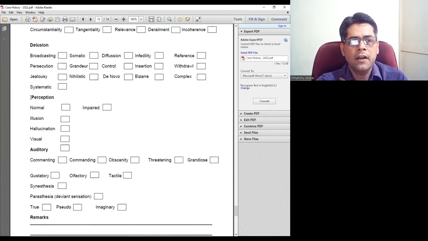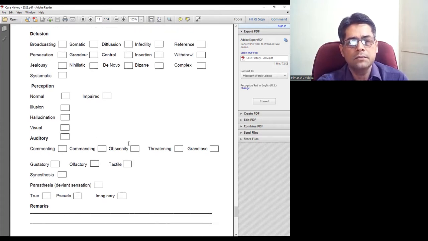Hallucination. Here the word used is perception, but almost like hallucination. In perception, is the person normal or hallucinating? So perception, if normal, okay. If the perception is not normal, then of course it's hallucination. Then what is the nature of hallucination? So perception, we have normal, illusion, or hallucination. If it is impaired, then it can be either illusion or hallucination. If illusion, it's okay, we just note down the illusion. But if it's hallucination, then there are various types of hallucination. So we go into visual, auditory, tactile, and then within auditory, what are the kinds of hallucinations and so on.